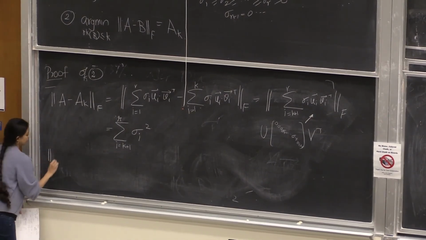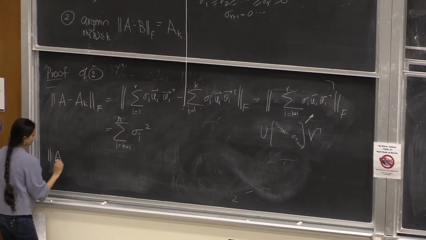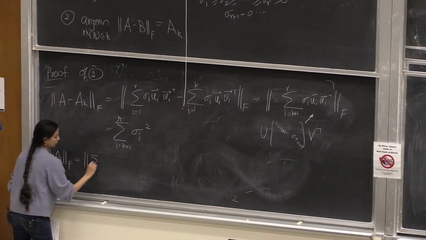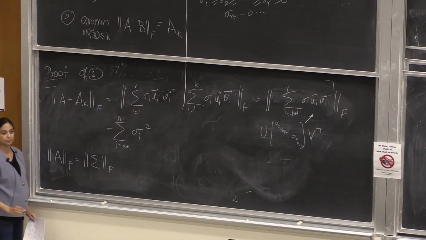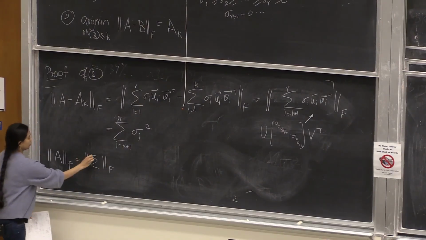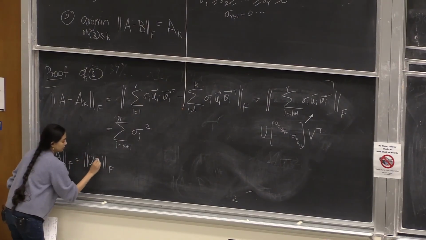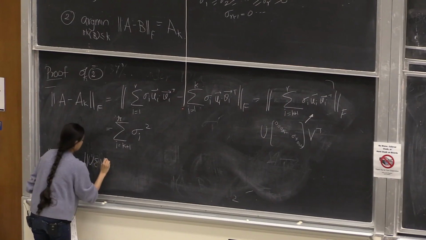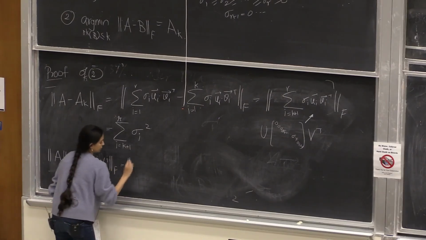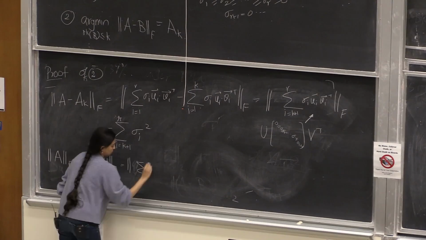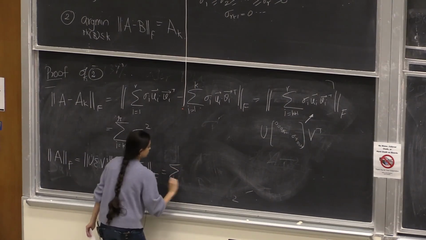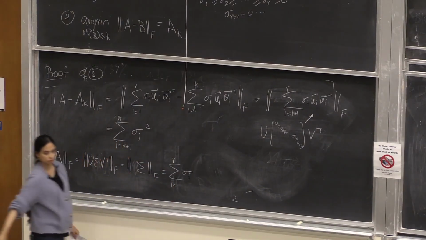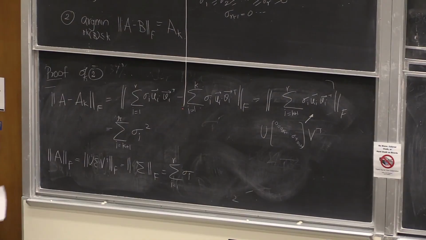As an aside, I can just say this, right? In general, if I have the Frobenius norm of a matrix A, this is just equal to the Frobenius norm of sigma, because I can write this as U sigma V transpose, but the U and the V transpose don't matter because it's an orthonormal transformation. And this is just the Frobenius norm of sigma, which is just the sum of the squared singular values. So that's exactly the same logic that I'm applying here.